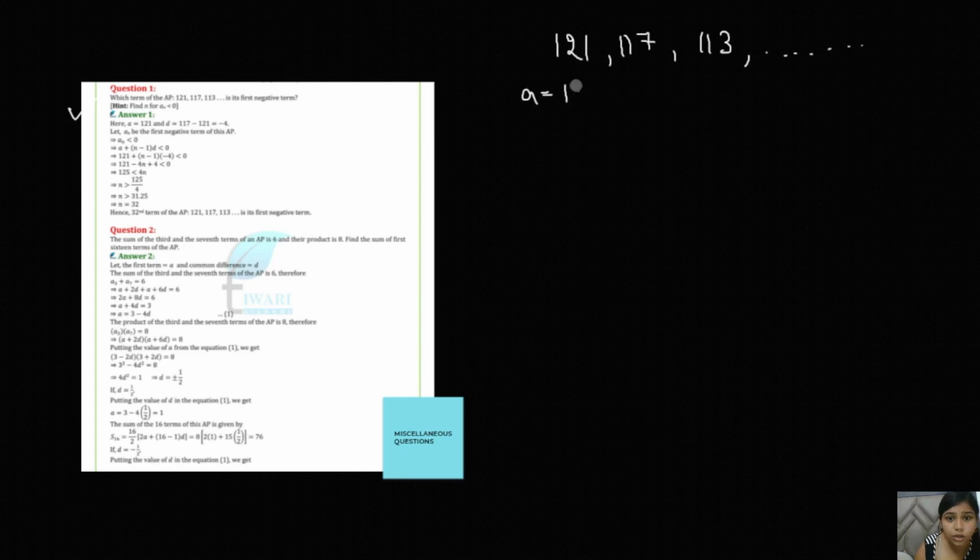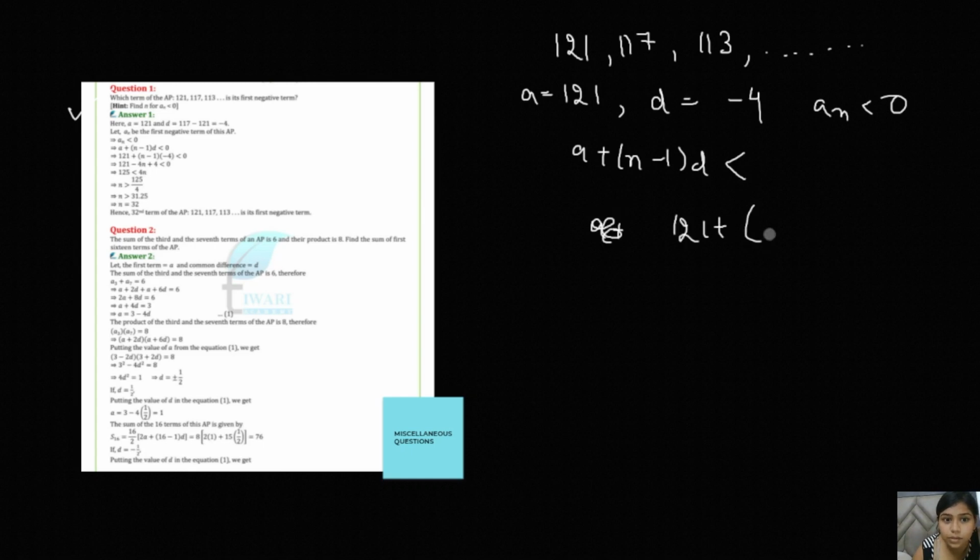A is 121. Whenever you get any kind of question, first of all, just note down whatever is given to you. Now you know that we want the negative term, so an must be negative, it means it is less than 0. So a plus n minus 1 into d must be less than 0. It means 121 plus n minus 1 into d must be less than 0.